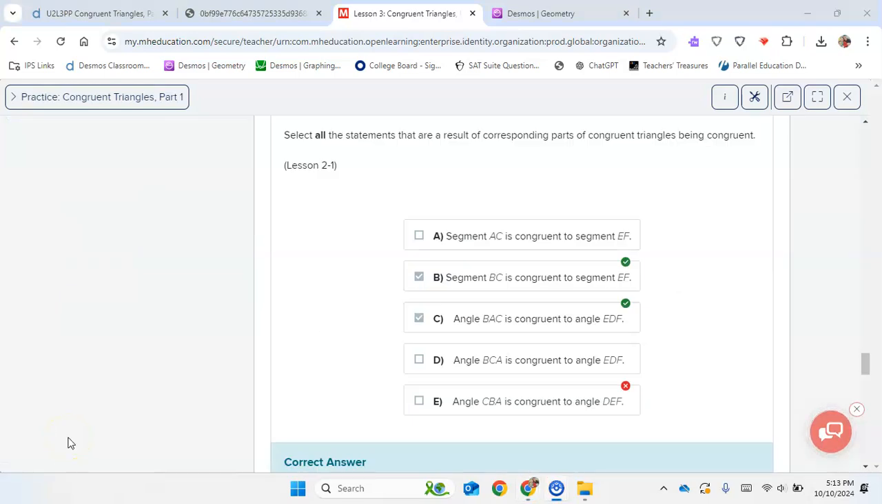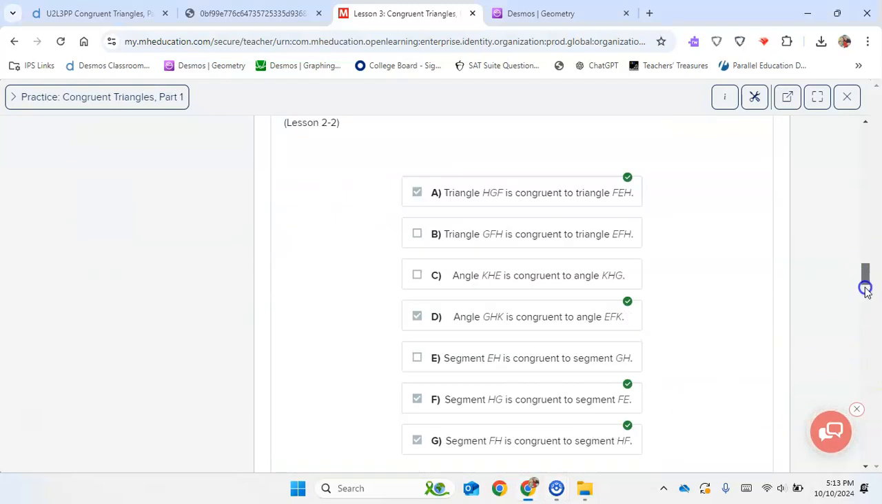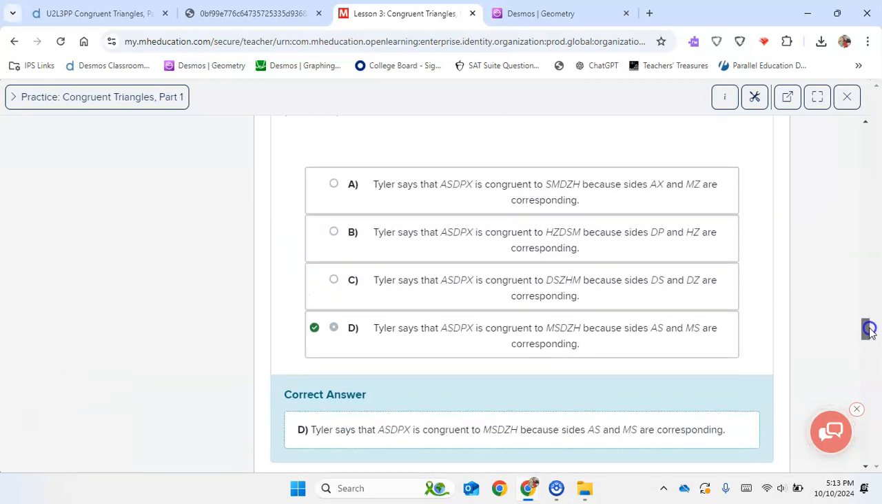I made a mistake, and I'm definitely not going to record a new video. I did not mark choice E correct, as it was also correct. I did say the correct thing. I said it was congruent to angle FED, but angle FED is the same as angle DEF.